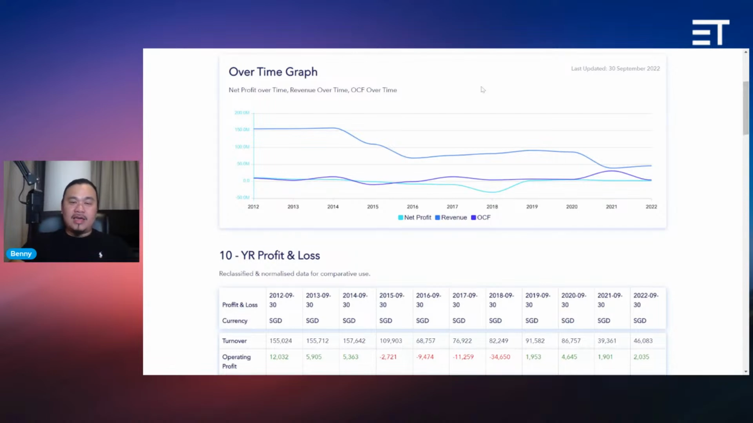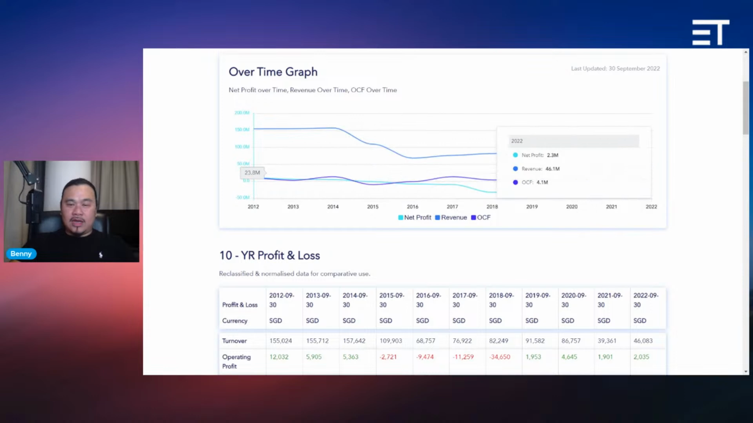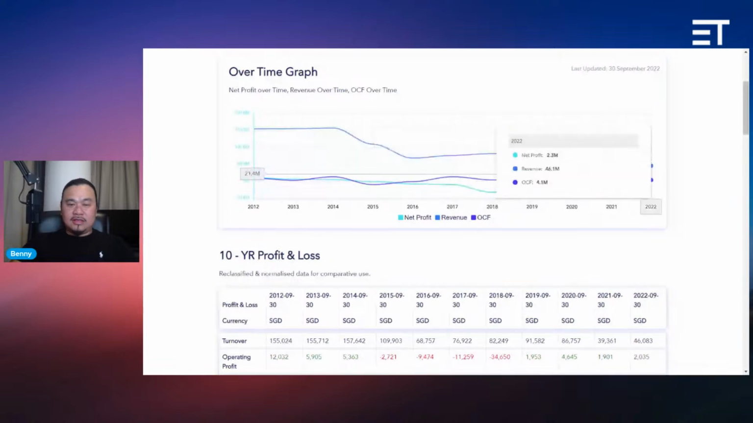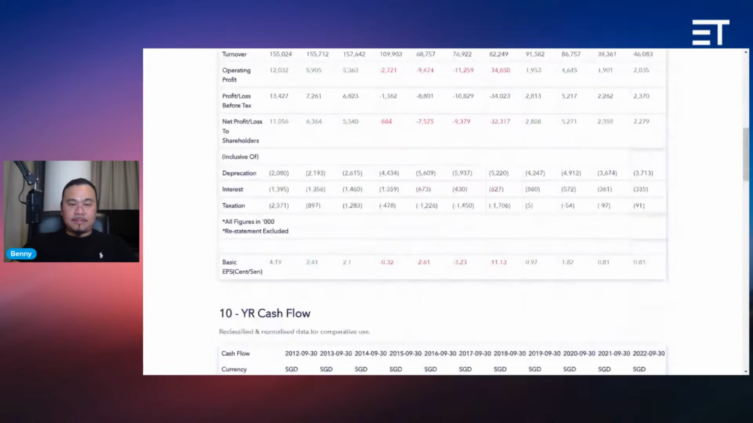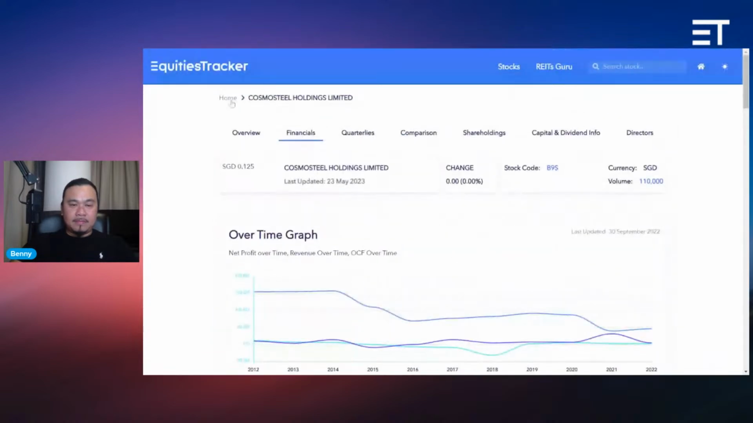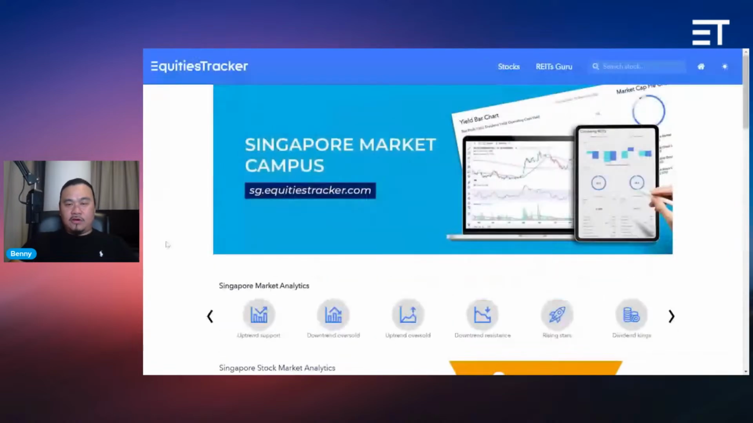That's the reason why we need to look at the details, click on a particular counter, and one look at it, you can see the revenue has gone down, the profit has also gone down. Okay, so that's for the fundamentals.